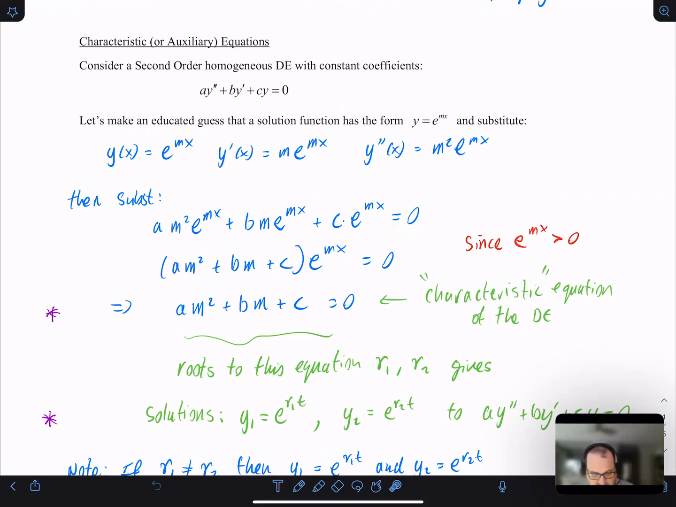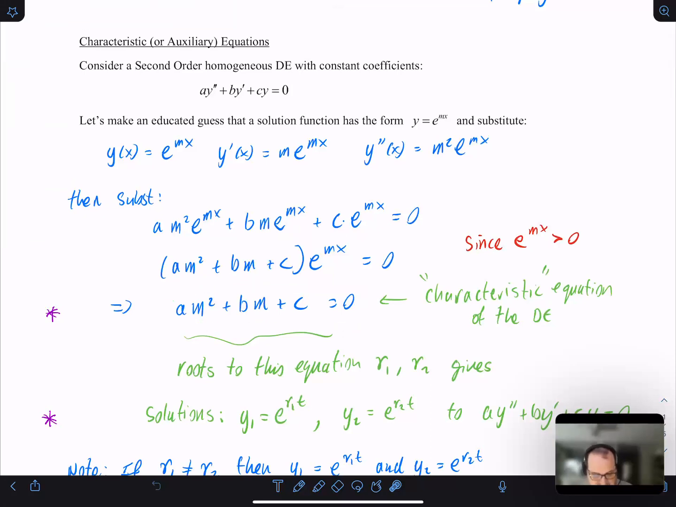Then notice that you can factor out e to the mx, and we end up with this little equation here: either e to the mx is 0, which never happens because e to the mx is always positive, or we would need am squared plus bm plus c to be equal to 0. This is a quadratic equation that basically tells us what has to be true about m in order for e to the mx to be a solution. So this is called the characteristic equation.